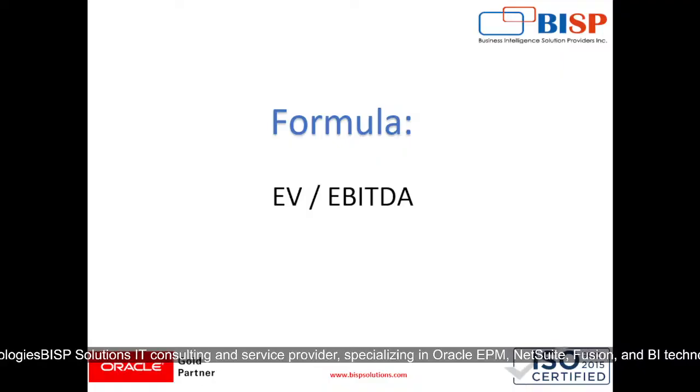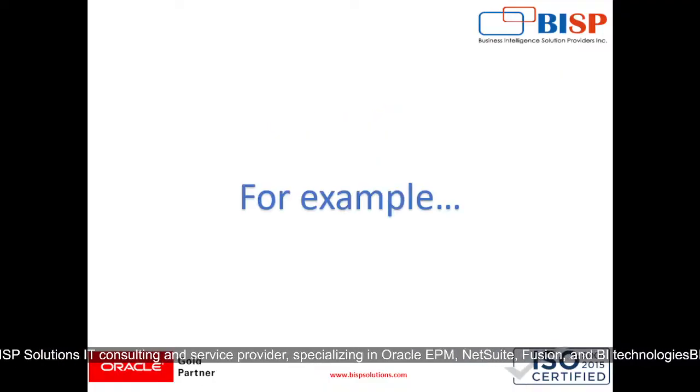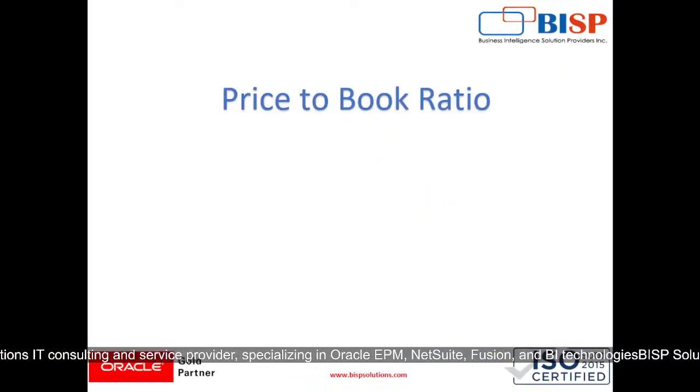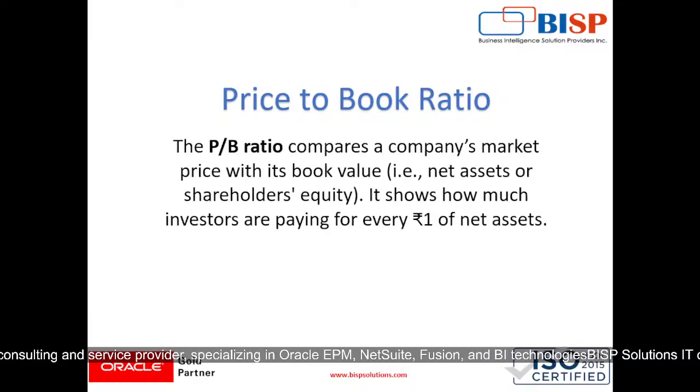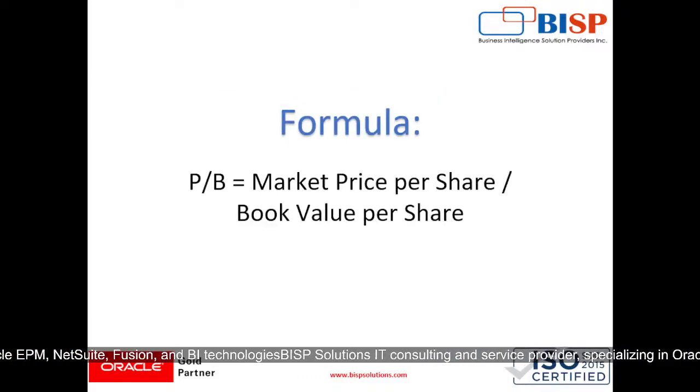Then comes our price to book ratio, where the price to book ratio compares a company's market price with its book value, that is net assets or shareholders' equity. It shows how much investors are paying for every 1 rupee of net assets, right? So for the same, the formula will be market price per share upon book value per share.